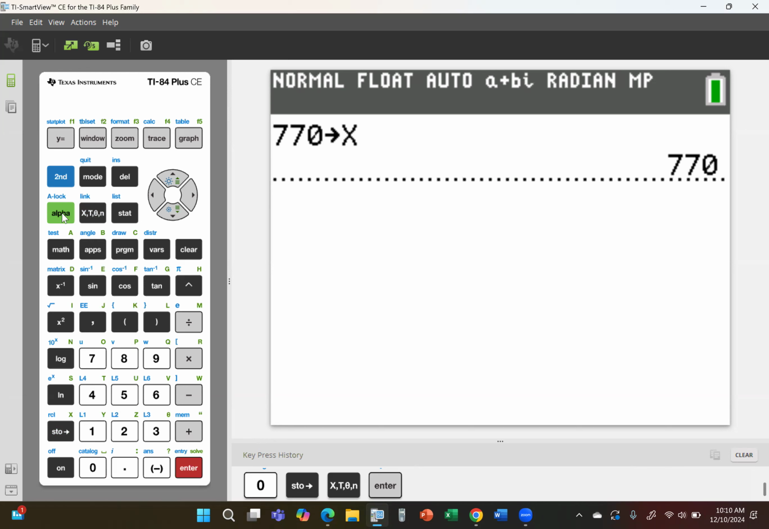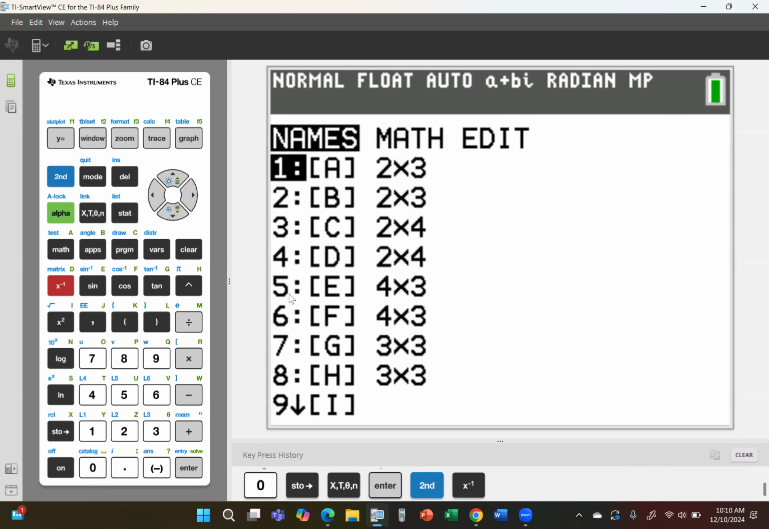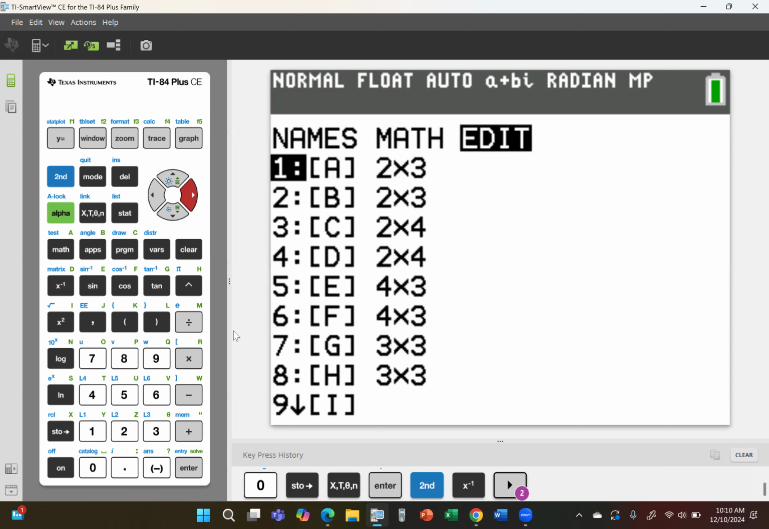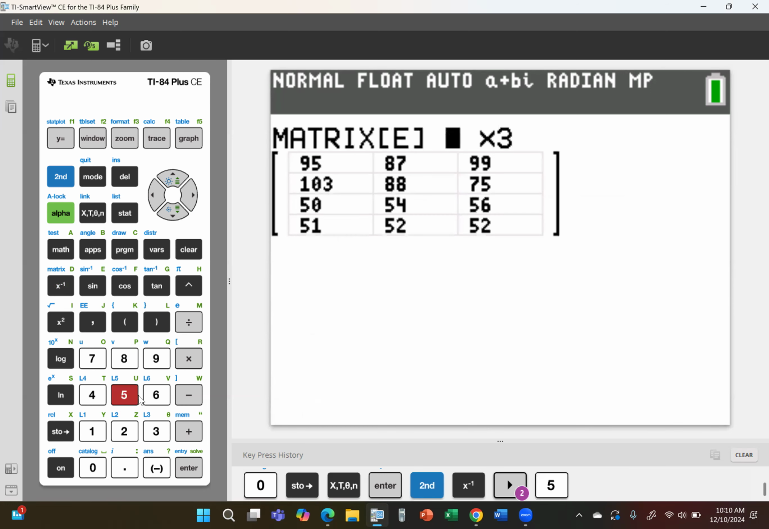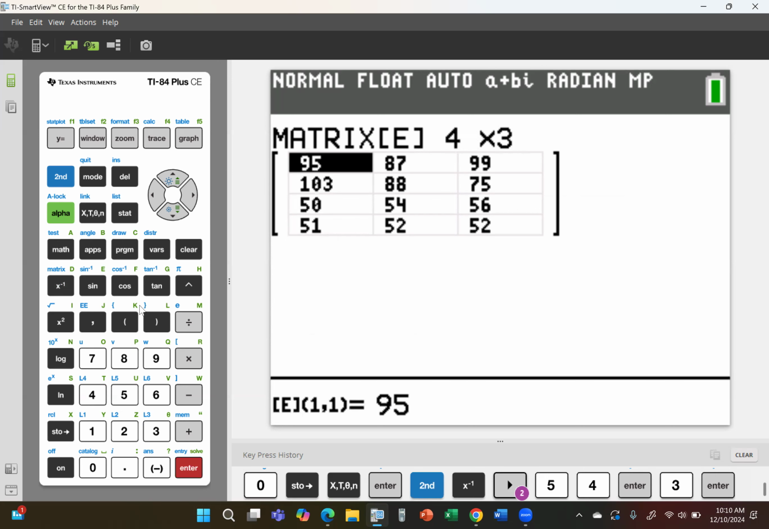All right. So let's go to our matrix menu. These are 4x3, so that would be 12 times. Sorry about that. I thought I'd put these in E and F, but I'm not trusting myself. So let's go edit E. It's a 4x3. So 4 rows, 3 columns. And let's put this data in.